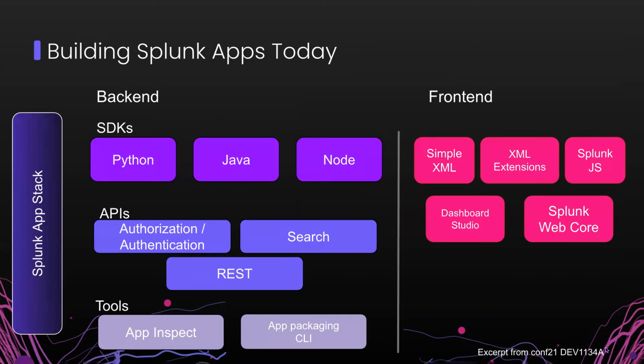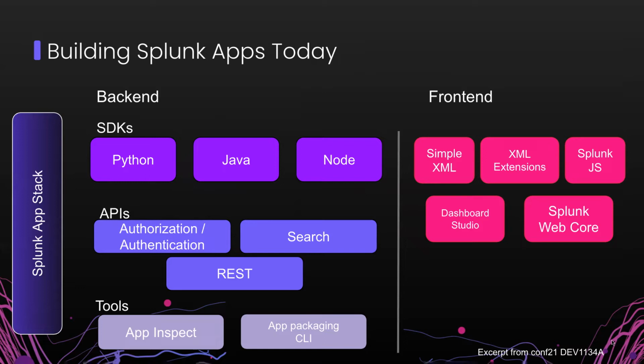So how do they do that? Here's an overview of building Splunk apps today. As we can see in the backend, we have our SDKs for Python, Java, and Node. We also have some APIs and tools. And for the front end specifically, Simple XML and XML extensions relate to the classic dashboards.